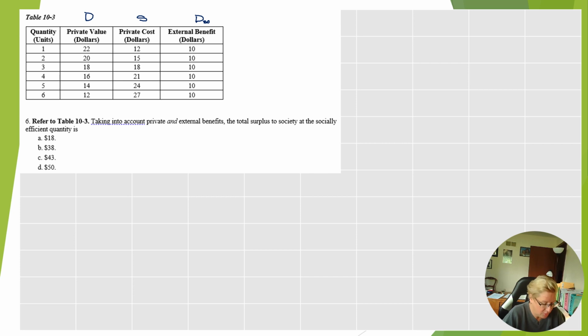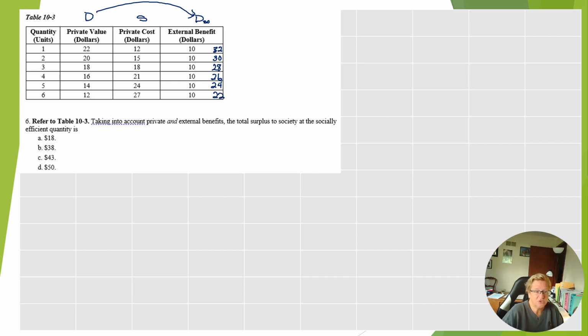Okay, so what we want to first do in this particular example is look at our problem, private and external benefits. So I'm going to create my new column here. Let me get to the right sheet, because sometimes I look at these and go, this is what it is, and then I have to explain it to you. So I always try to make sure I do that well. Okay, so we're going to add the private value with the external benefit to get a new column over here. So we have 32, 30, 28, 26, 24, and 22.